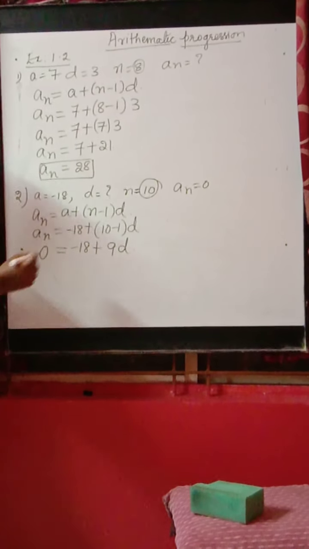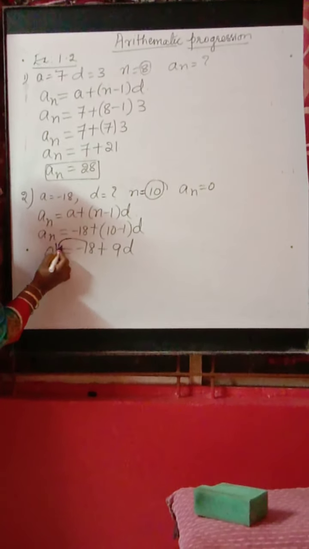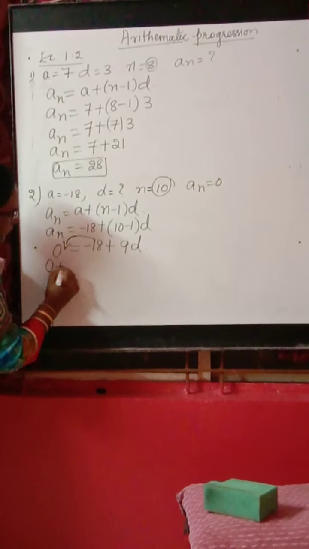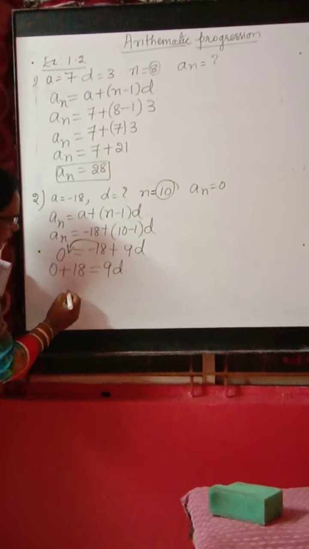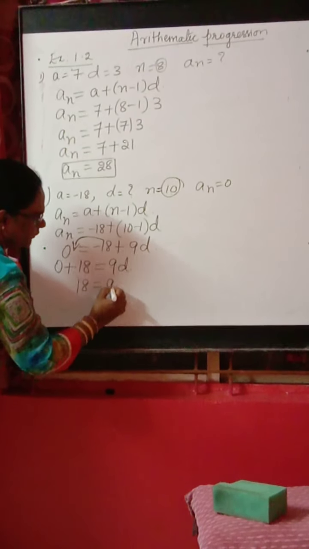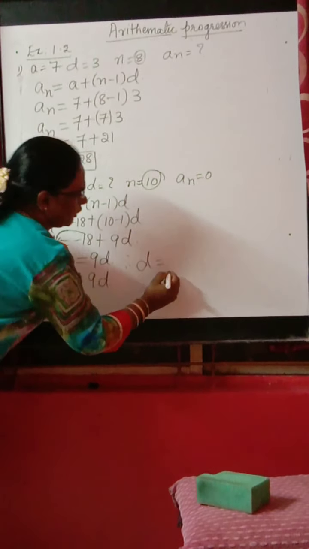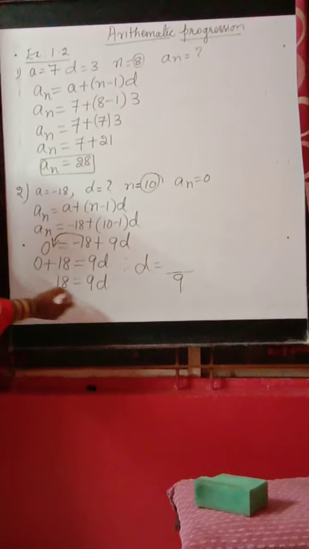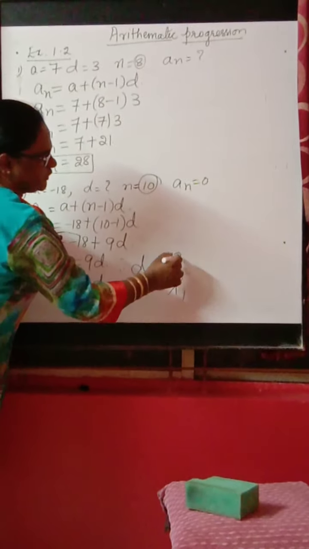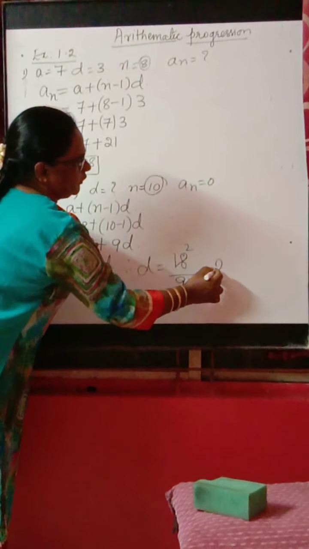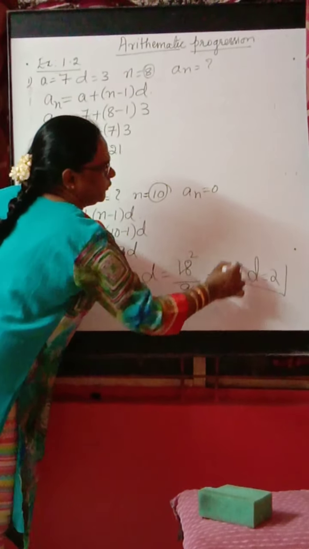So, what I am going to do, I will shift number towards number side. Minus 18 is shifted towards LHS. That becomes 0 plus 18 is equal to 9D. Therefore, 18 is equal to 9D. We want only the value of D. Write down the coefficient of D in the denominator and the value of LHS in the numerator. So, 9 1s are 9, 9 2s are 18. Therefore, the value of D is equal to 2.